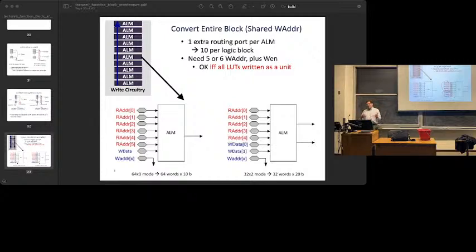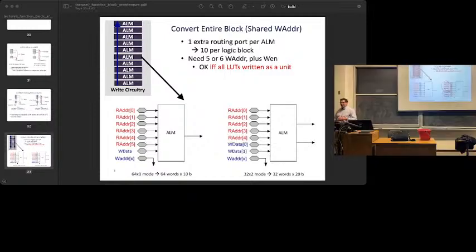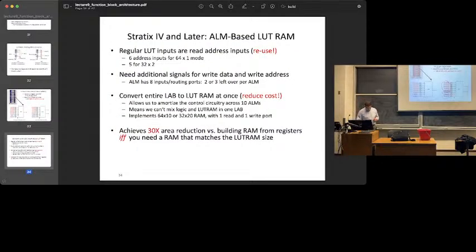And the constraint that I have is that now I need to write all of these LUTs as a unit. So I can only turn the whole logic block into RAM or leave it as logic. That's not a huge restriction because most people want RAMs that are not super tiny. So saying that you have to make RAMs that are 10 or 20 bits wide at least is not a huge restriction. I can still make 4-bit wide RAMs and so on. It's just I'll waste some of my logic block. Is everybody with me on this?